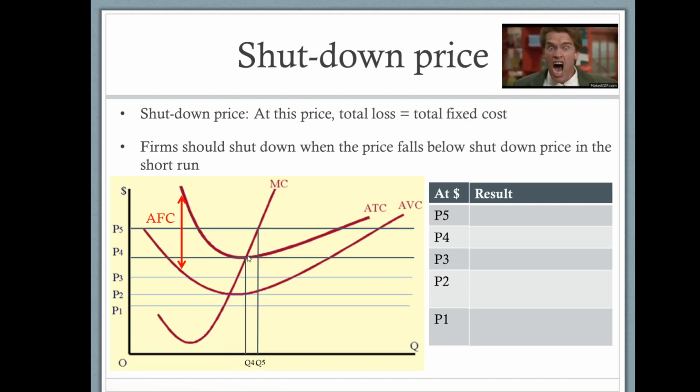All right, but we can also see one very special situation here. When we are making a normal profit, just like this, what will happen to the ATC?